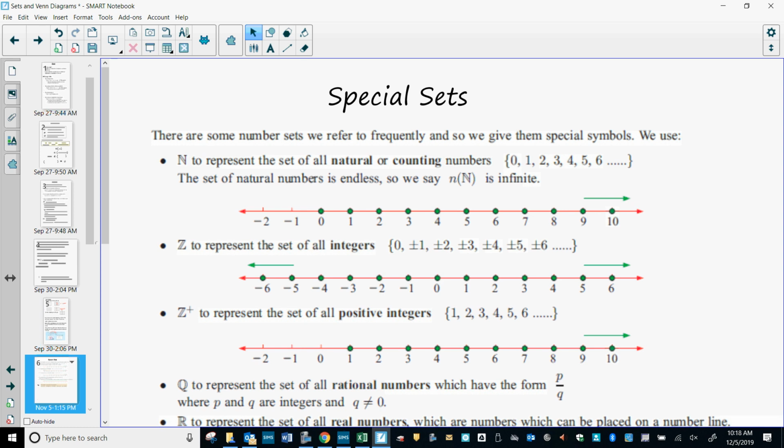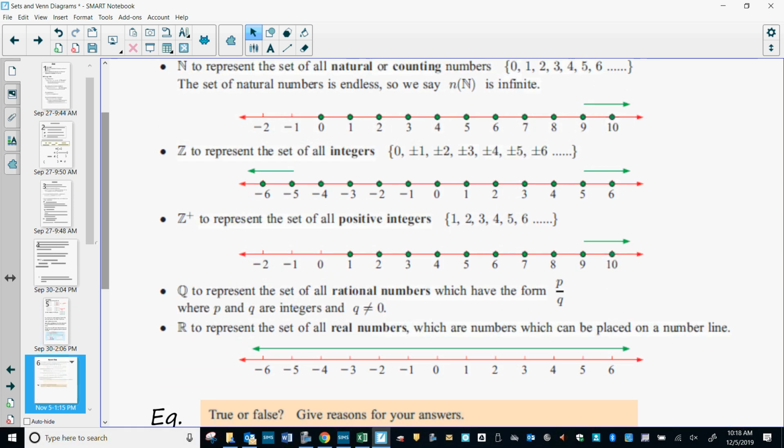Z represents integers. No idea why it's Z. The N sounds normal because it's natural numbers. Z is integers. So integers include 0, but they have positive and negative values. What's special about an integer? They have to be whole numbers. So we've only got whole numbers here. Z plus would just be positive integers. Z minus would be negative integers.